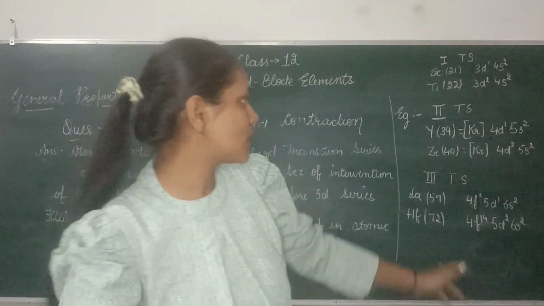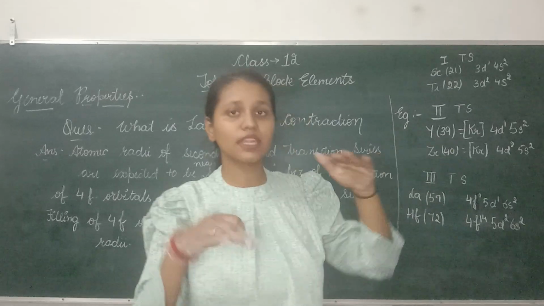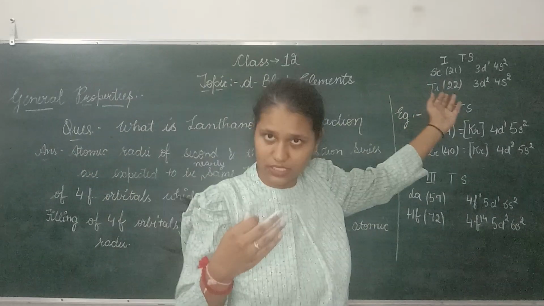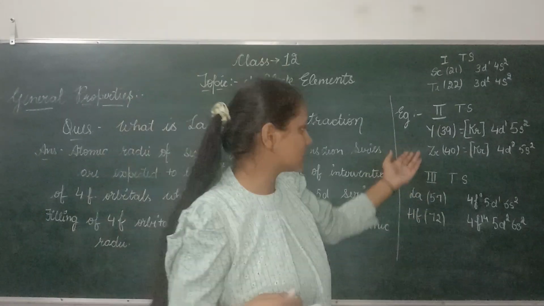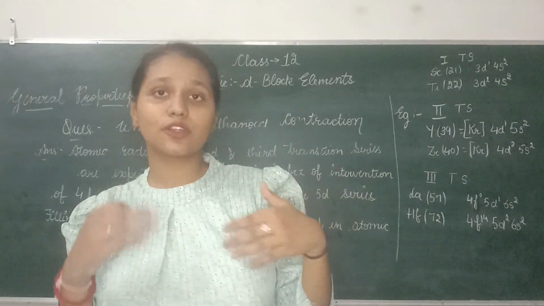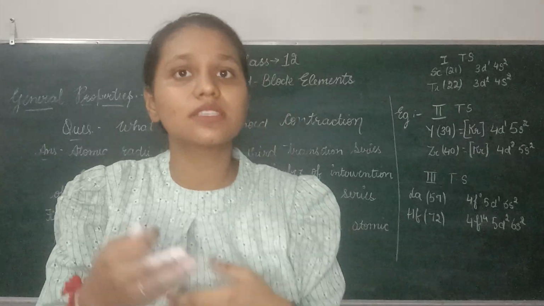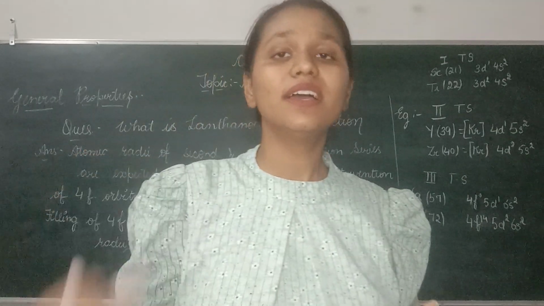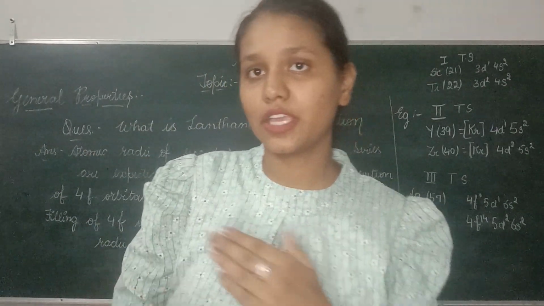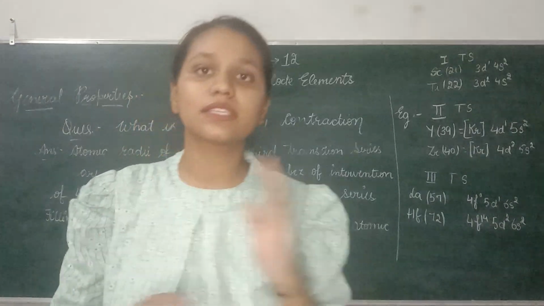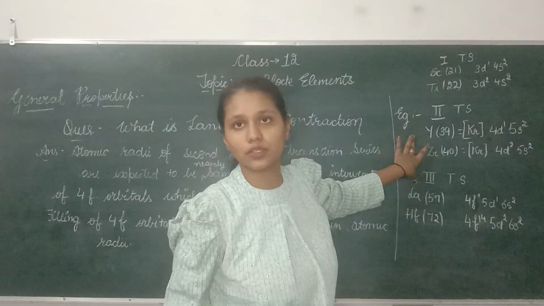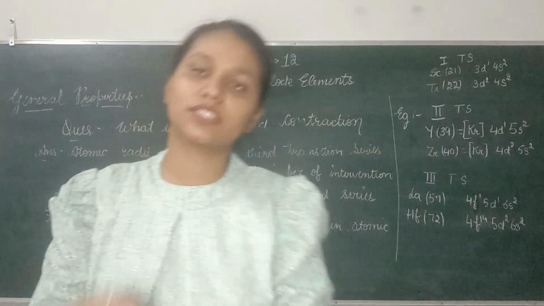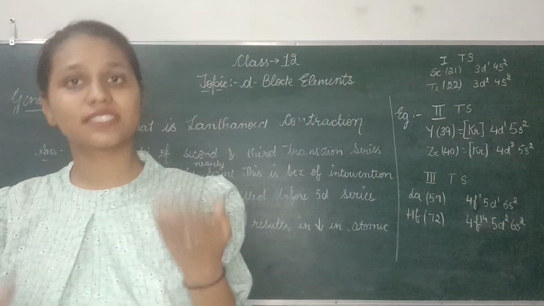Therefore, atomic radii of the second transition series are greater than the first transition series, and this is expected to be the same for the second and the third transition series, as the atomic radii of the third transition series is expected to be greater than the atomic radii of the second transition series. But this does not happen. The atomic radii of the second and third transition series are nearly the same.